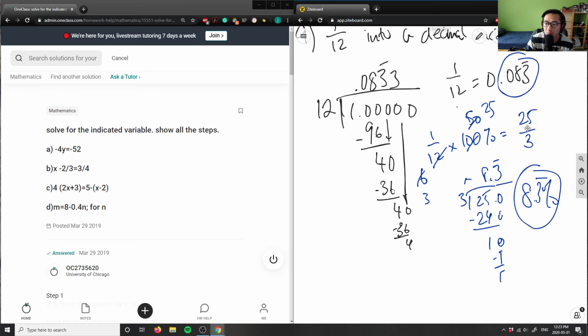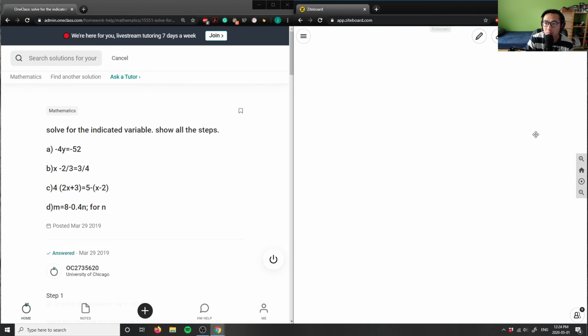And then finally, we can look at number 10 here. Number 10 says, solve for the indicated variable, show all the steps. So it's a 4-part question here. So let me do A first.